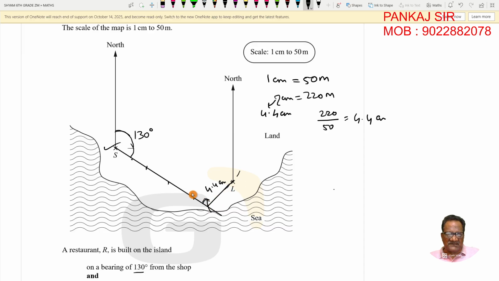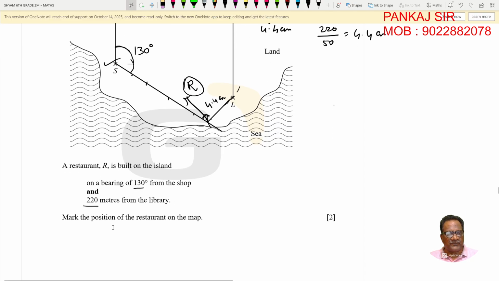Okay, so this is the diagram that you will have to show in here. So the restaurant will be at this particular position. Okay, so the restaurant will be on this line also, which is 130 degree bearing from the shop, and also it will be 220 meters away from the library, or on the map it will be 4.4 centimeters away from the library. So this is how you have to show the marking of this restaurant. Okay, right? So the position of the restaurant you have to show in this way.